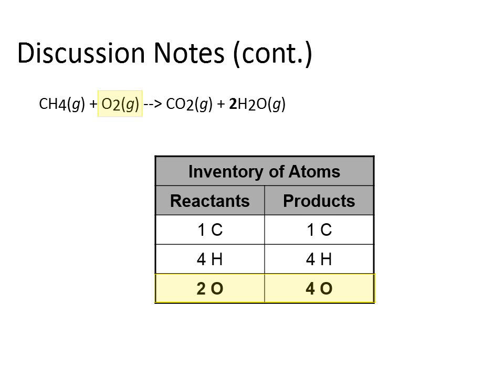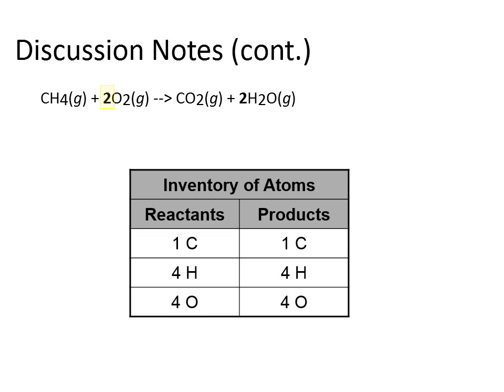Adding an oxygen molecule to the reactant side will balance the equation. Adding a coefficient of 2 to the oxygen molecule on the reactant side doubles the units of oxygen molecules. Now the inventory shows that the number and types of atoms on both sides of the reaction equation are balanced.